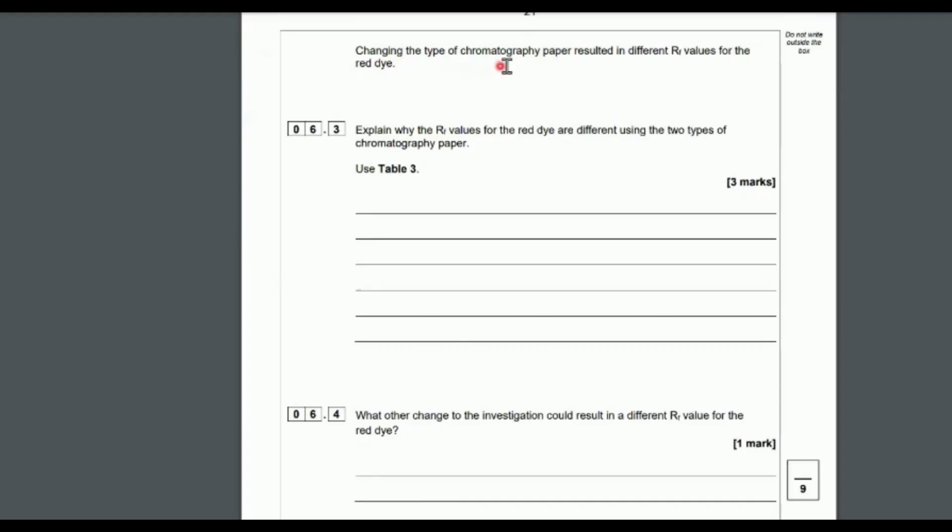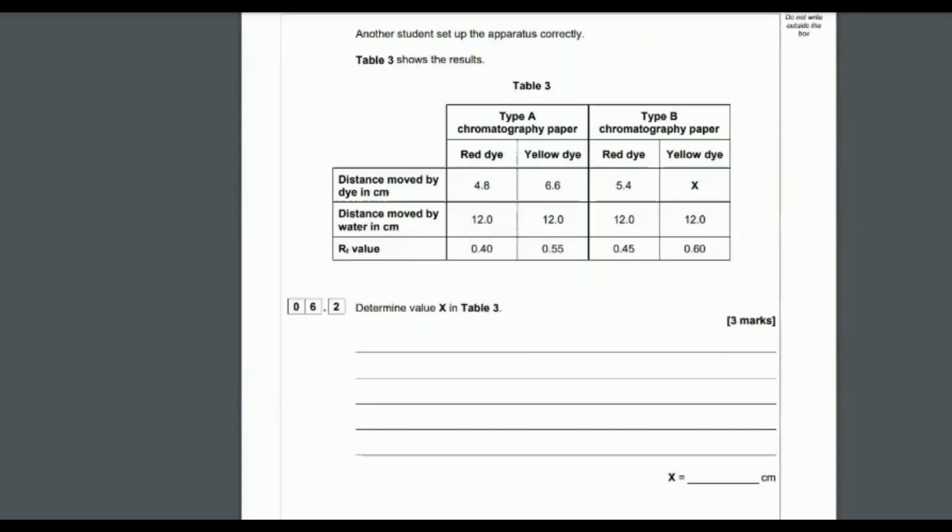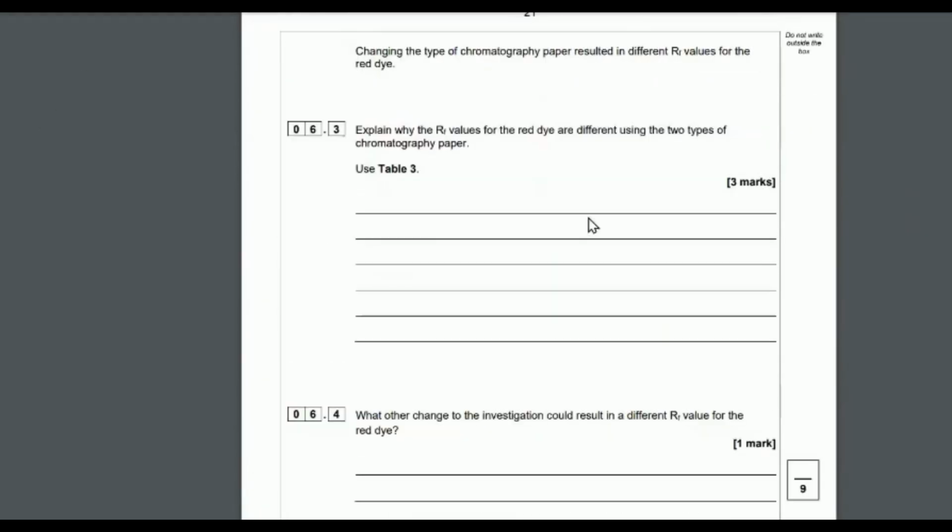Changing the type of chromatography paper resulted in different RF values for the red dye. Explain why the RF values for the red dye... I didn't even finish reading that question. So we're looking at the red dye here and we're comparing it with the 2 types of paper. Explain why it got a different RF value. See, it's got 4.8 with the first one and 5.4 with the next one. So this is worth 3 marks. Why did it have a different RF value in each?